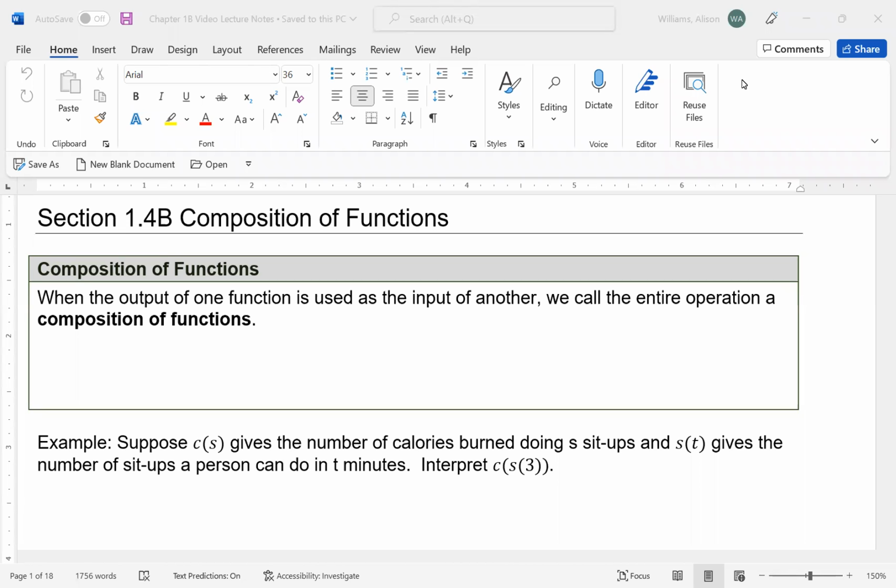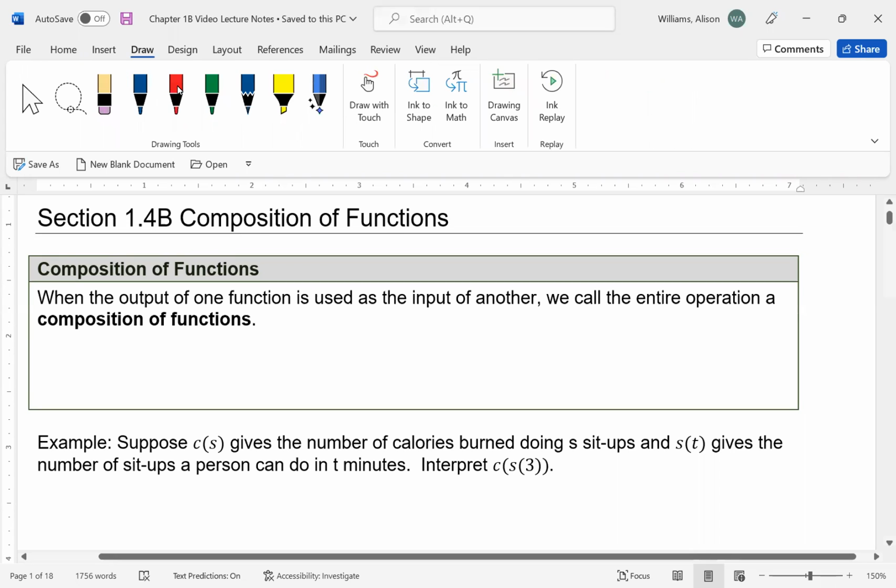In this video, we're going to talk about composition of functions. Composition of functions is when the output of one function is used as the input of another. And we call that particular operation a composition of functions. Now, we do have a special notation to notate composition of functions, and it looks like this.